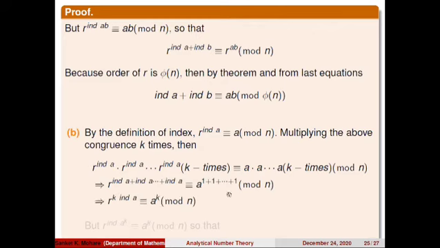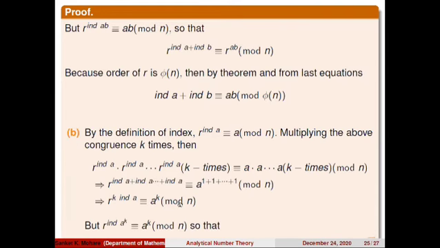So this implies the addition of index of a plus index of a, k times. This is equal to r to the power k times index of a, congruent to a to the power k, since 1 plus 1, k times, sum becomes k. So which is congruent to a to the power k modulo n.